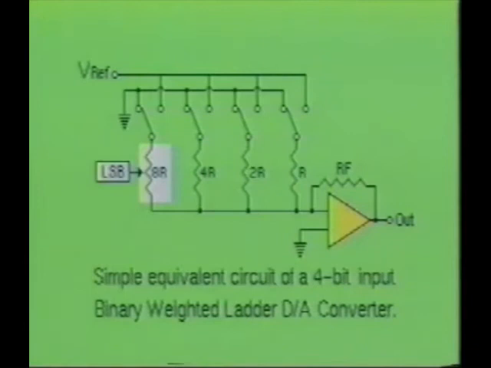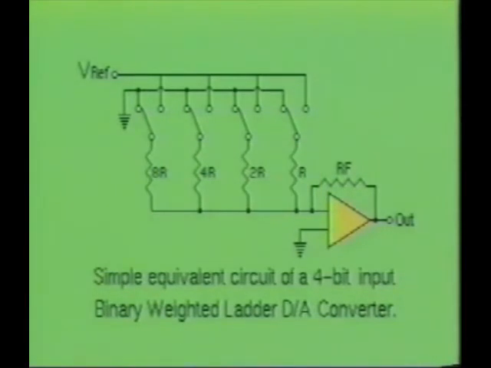Since resistor 8R allows the least amount of current to flow, it is designated as the least significant bit. And since resistor R, on the other hand, has the smallest resistive value, it will allow the most current to flow. Therefore, it is designated as the most significant bit.